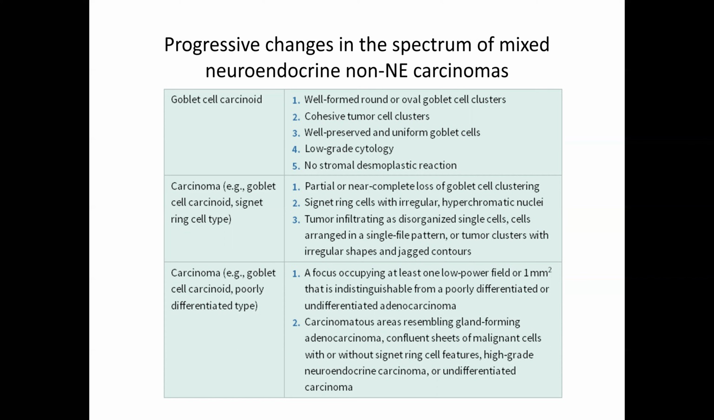So this introduces the topic of the mixed neuroendocrine, non-neuroendocrine carcinomas, previously known as mixed adenoneuroendocrine carcinoma or neuroendocrine adenocarcinoma, but now revised to MiNEN, mixed neuroendocrine, non-neuroendocrine carcinomas. And they form a spectrum that can go from just the goblet cell carcinoid, which would be the typical example, to varying degrees of differentiation and malignancy.